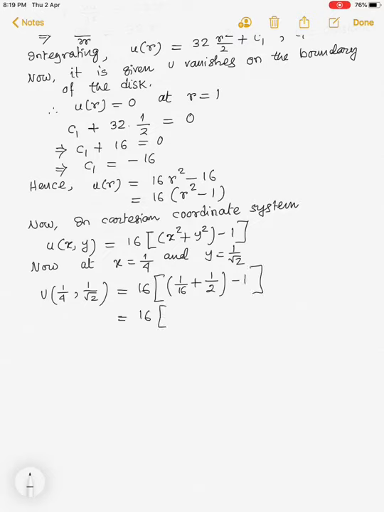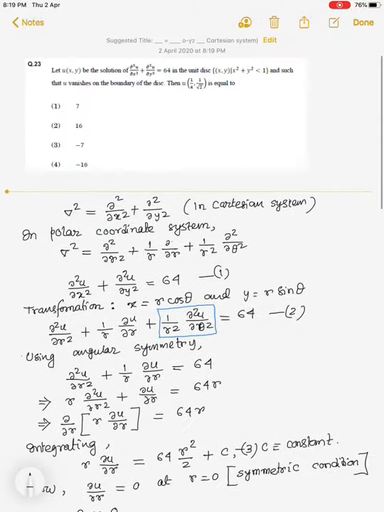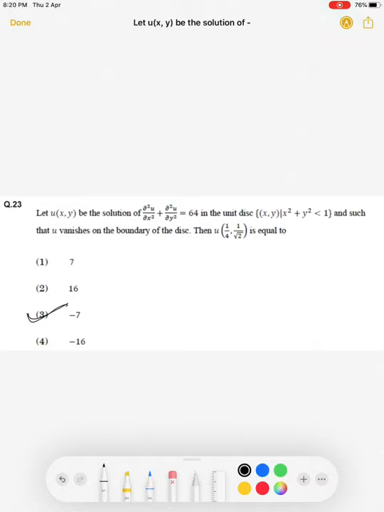This is equal to 16 times, LCM becomes 16, (1 plus 8 minus 16) by 16. This is equal to 16 times (9 by 16 minus 1), which is equal to 16 times (9 minus 16) by 16, which is equal to 16 into minus 7 by 16, which is equal to minus 7, and hence the correct option is option 3.